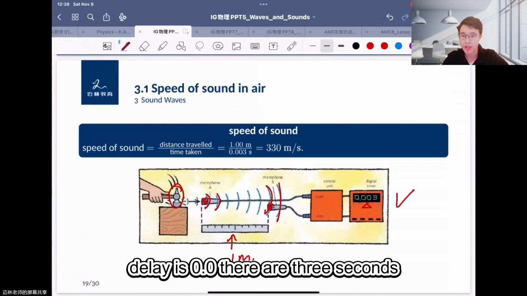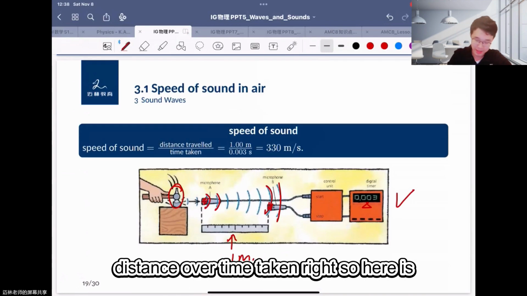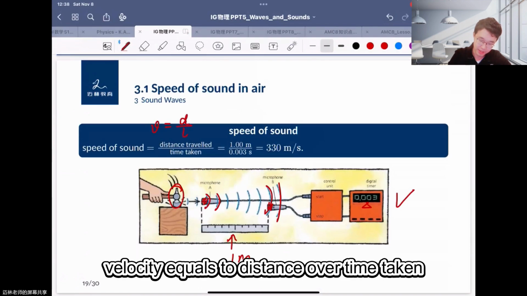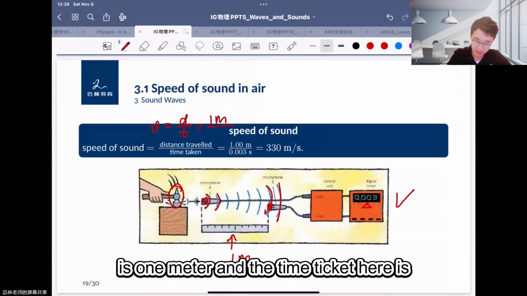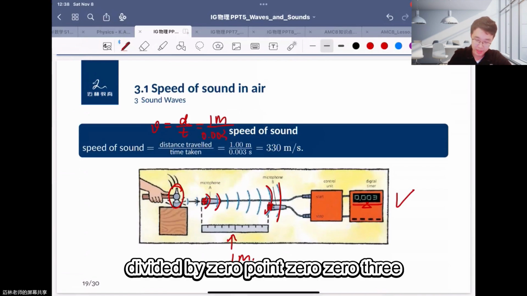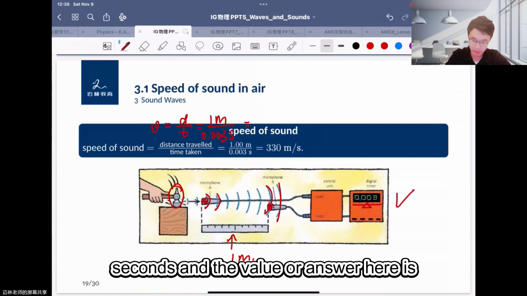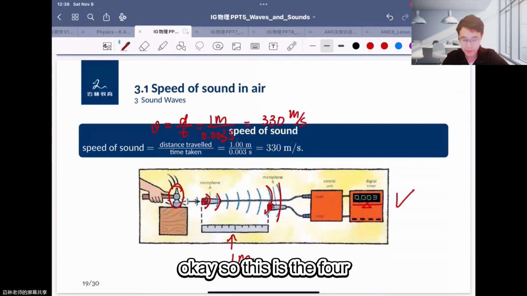0.003 seconds. And using this experiment, you can use the formula that velocity equals distance over time taken, right? So here is velocity equals distance over time taken. So here the distance is 1 meter, and the time taken here is 0.003, right? So here divided by 0.003 seconds. And the value or answer here is 330 meters per second, okay? So this is the speed of sound, okay?